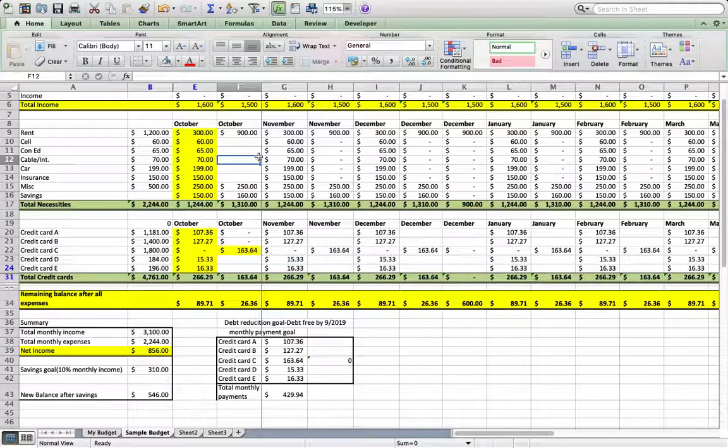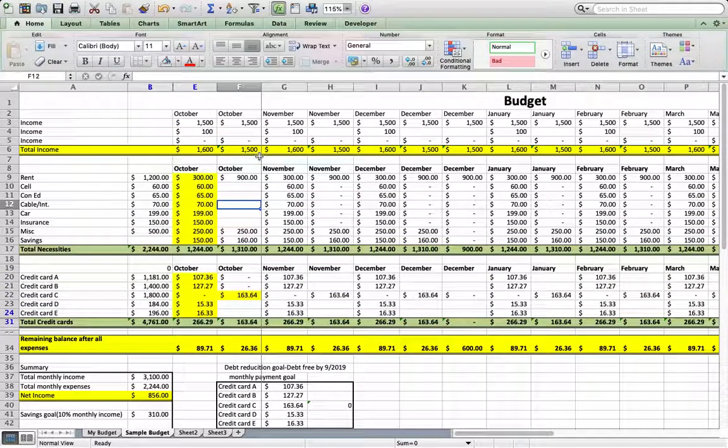Okay, so I'm going to do a video just to show you an example of how you can manage your money by creating a budget.